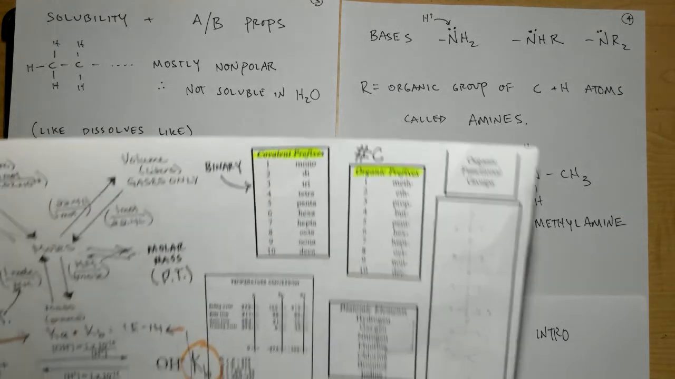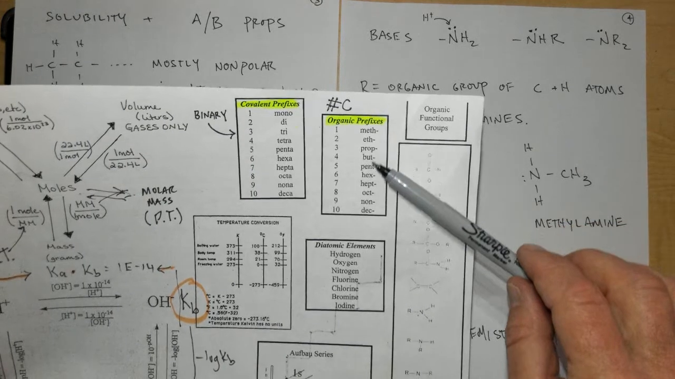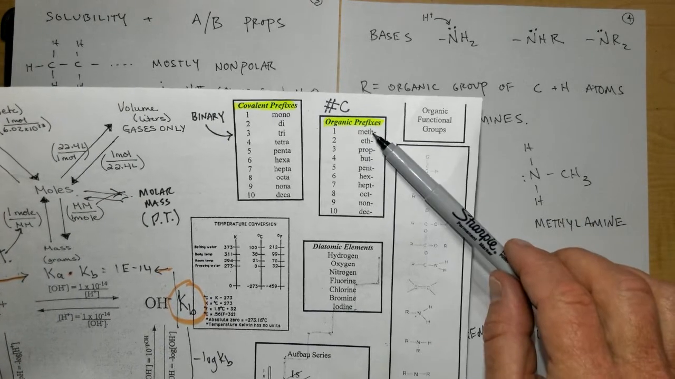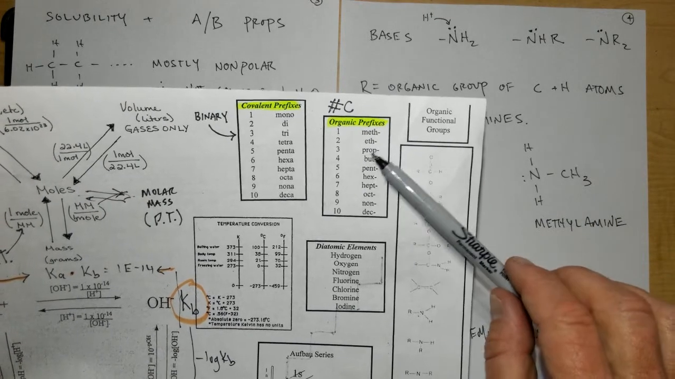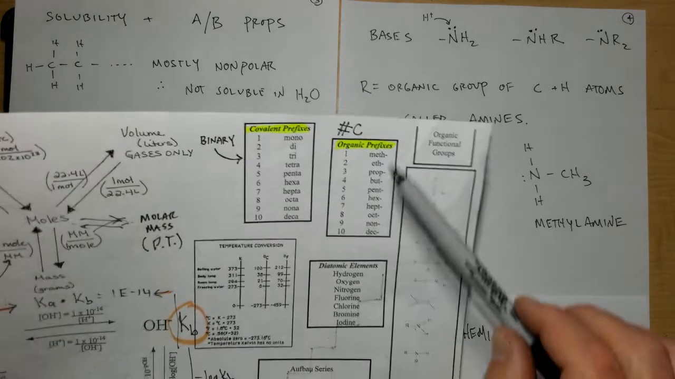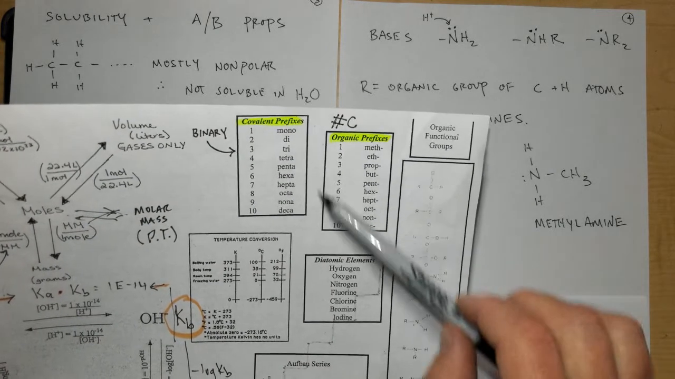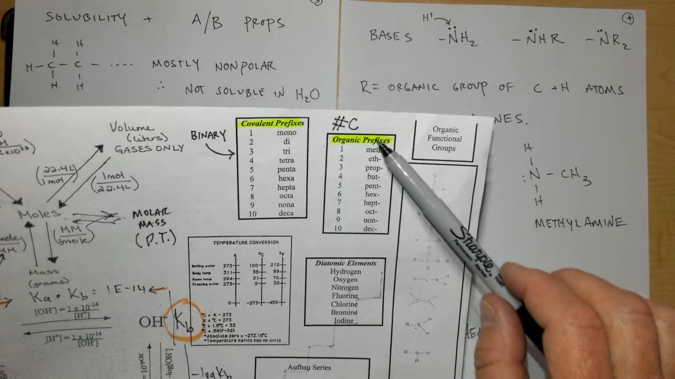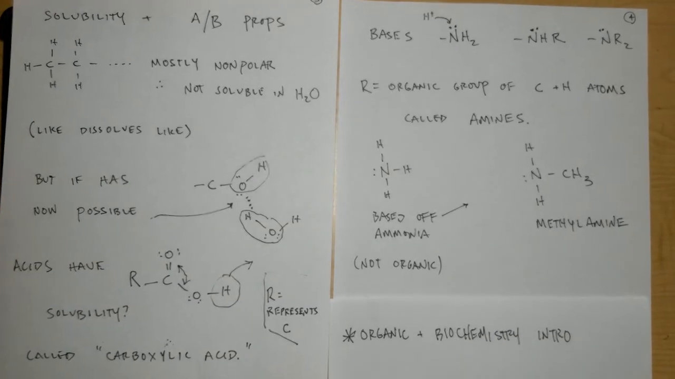If you forgot your carbon organic prefixes, they're right here. You can see with one carbon, it's a methyl group, 2-ethyl, 3-propyl, 4-butyl. If you forgot those, please take a moment and pause the video and go and highlight that right now so you remember what the organic prefixes are.